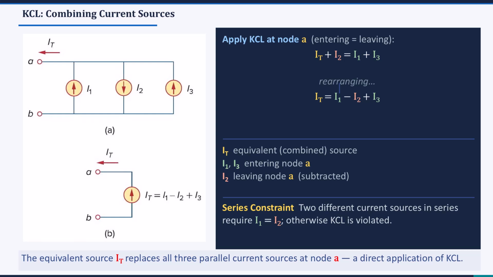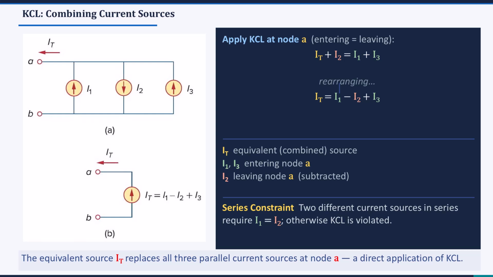We have a circuit with 3 current sources connected at node A. Applying KCL at node A, using entering equals leaving, we have I sub t plus I sub 2 equals I sub 1 plus I sub 3. Rearranging, we get I sub t equals I sub 1 minus I sub 2 plus I sub 3. Here, I sub 1 and I sub 3 are entering node A, so they are added. I sub 2 is leaving node A, so it is subtracted.